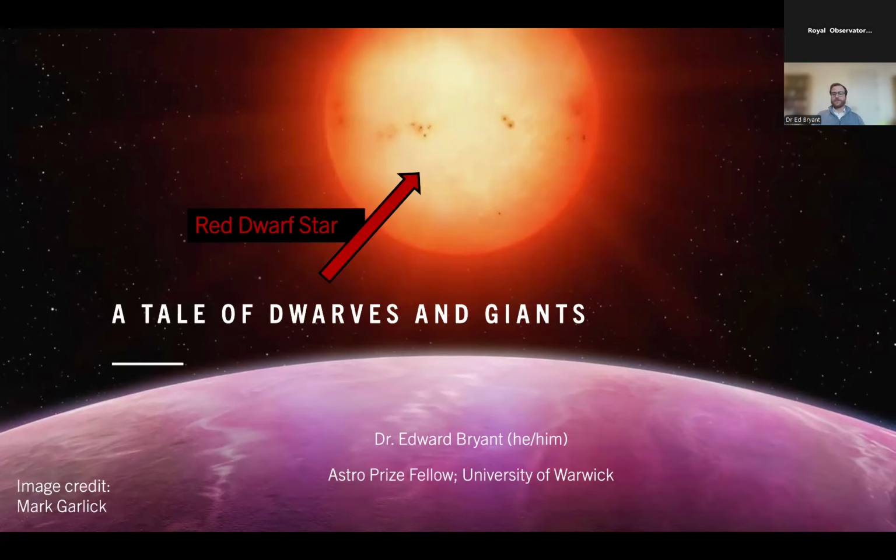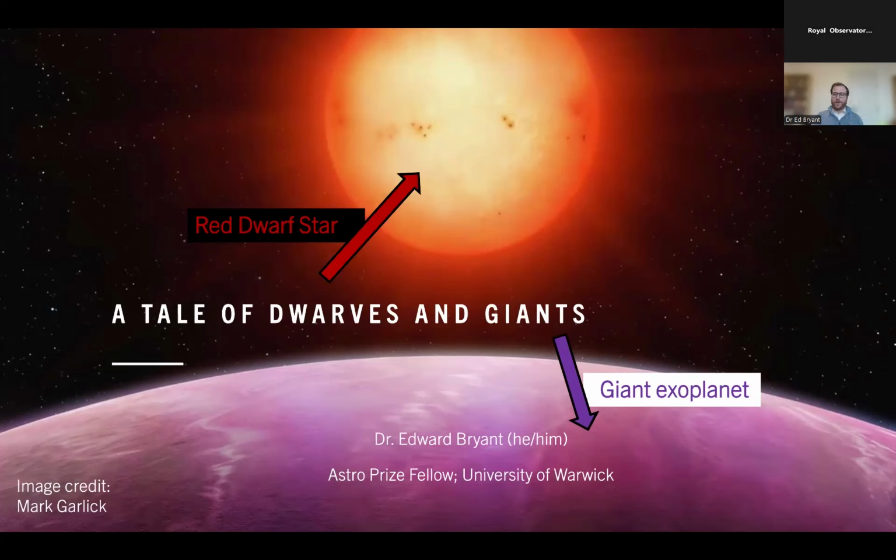And by giants, what I mean are giant exoplanets. Exoplanets are any planet orbiting a star that isn't the sun. So these are planets out in the galaxy around distant stars. And by giant exoplanets, I mean any planets that are similar in size to Jupiter or Saturn. So these are really large, gaseous giant planets like those we have in our solar system.